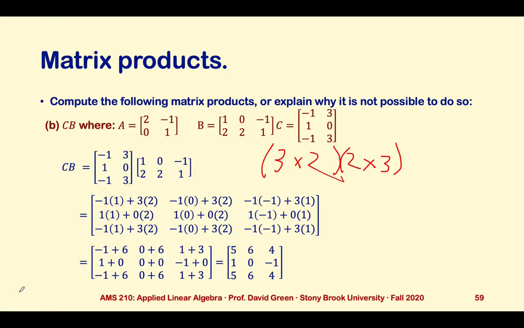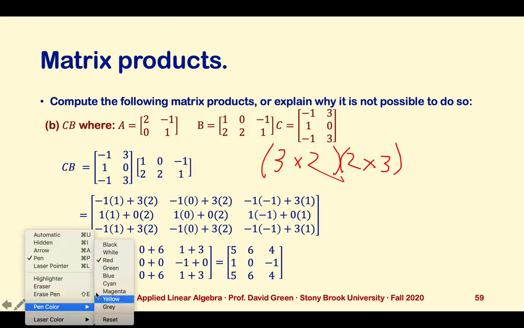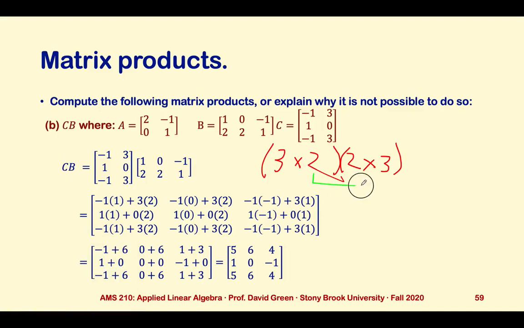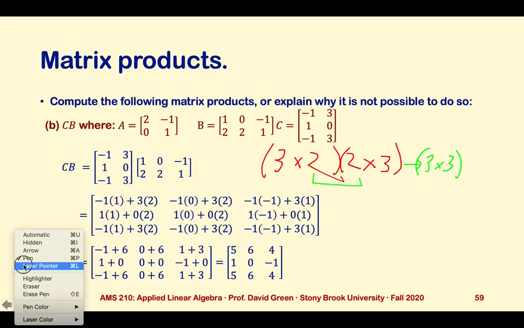The inner dimensions are both 2. That is, the columns of C and the rows of B match in number. They are both 2. They match so we can evaluate the product. They will disappear in the product, and our answer is going to be a 3 by 3 matrix.